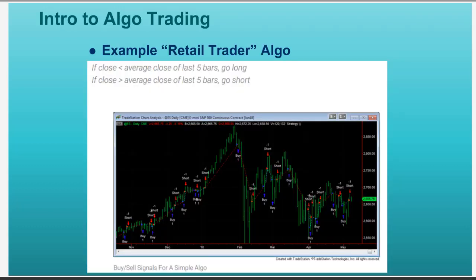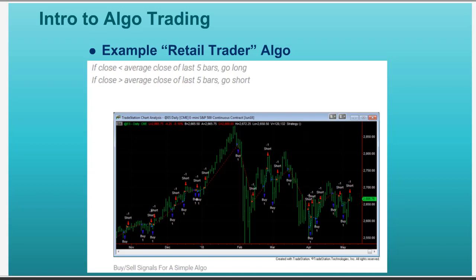So what's an example of a quote unquote retail trader algo? Here's a real simple one. If close is less than the average close of the last 5 bars, go long. And if it's greater than the average close of the last 5 bars, go short. In this particular one, super simple, you're always in, either long or short. There's no downtime, which may or may not be good. This one's actually more of a mean reversion, because usually when the price is above an average, people want to go long. In this case, we're going long if it's below.